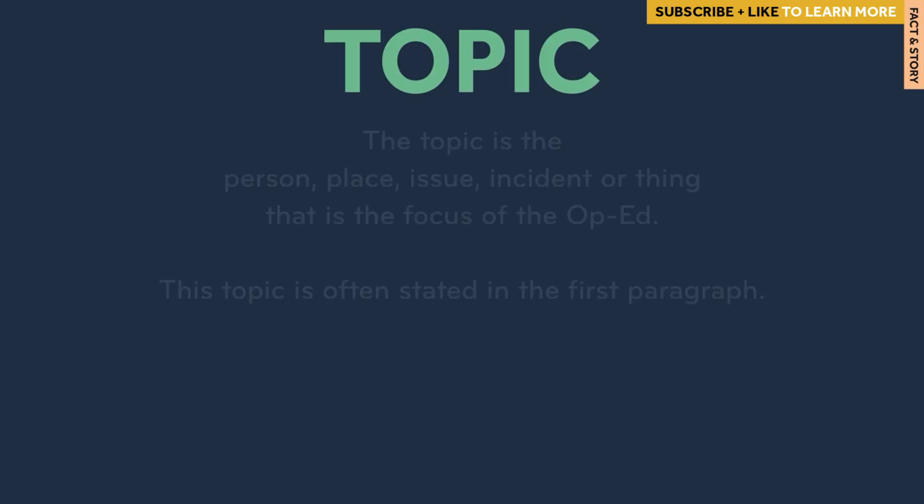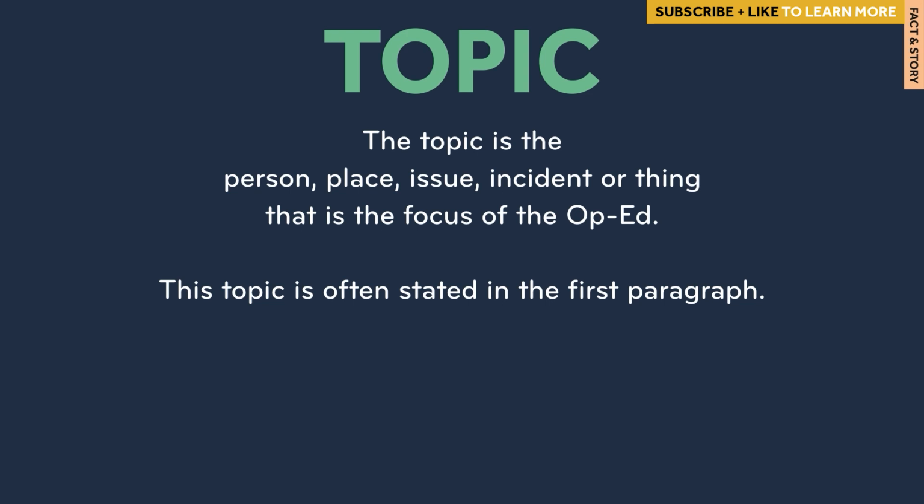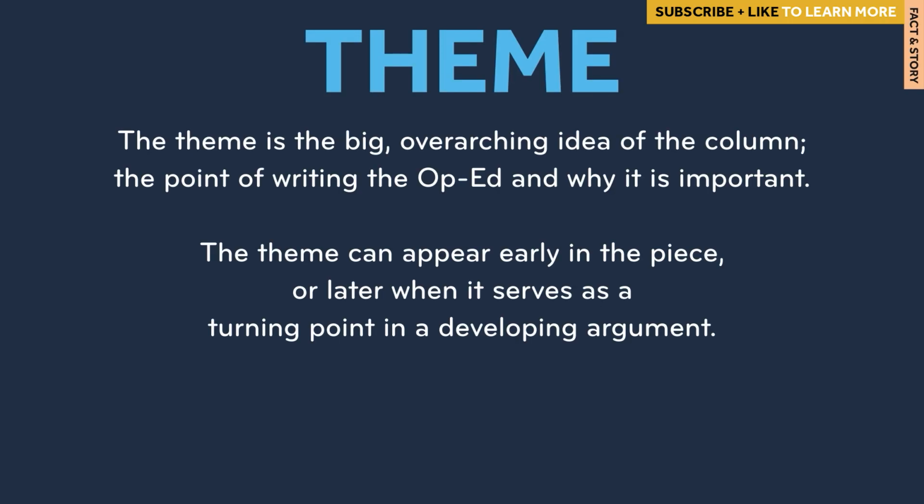Op-eds all have a topic. The topic is the person, the place, the issue, the instant or thing that is the focus of the op-ed. And this topic is often stated in the first paragraph. Op-eds also have a theme. Now the theme is the big overarching idea of the op-ed, the point of writing it, and why it's important. The theme can appear early in the piece or later when it serves as a turning point in a developing argument.